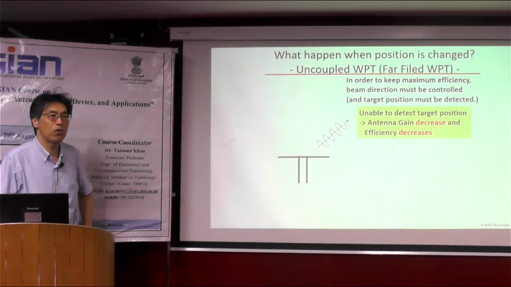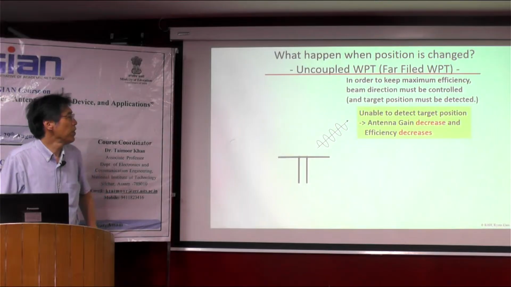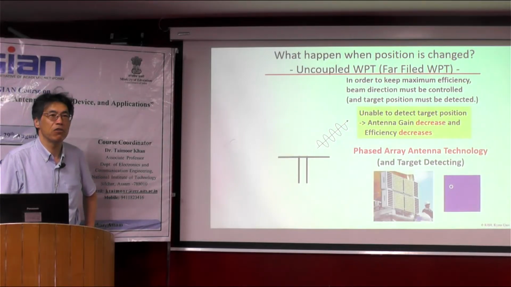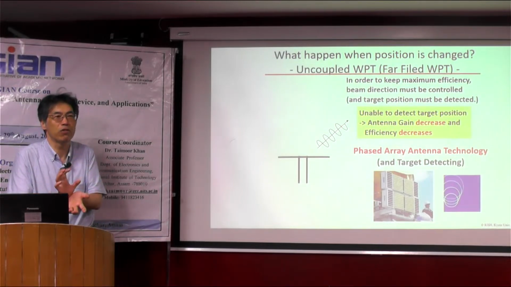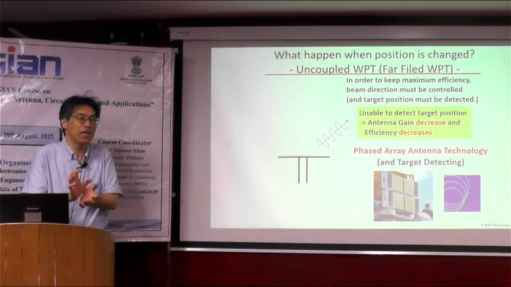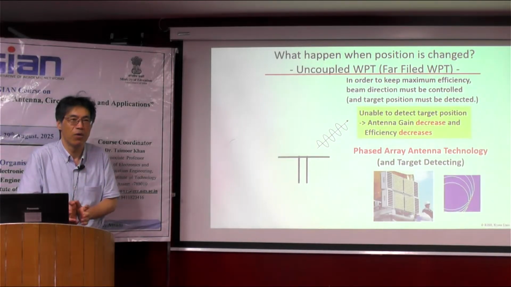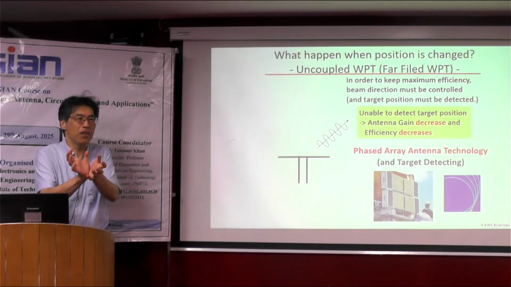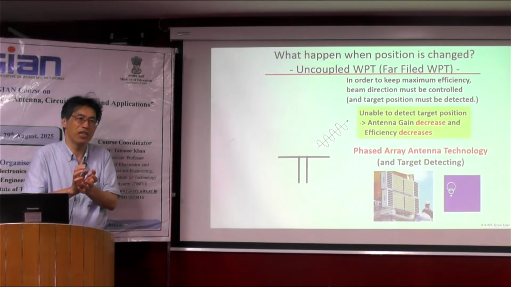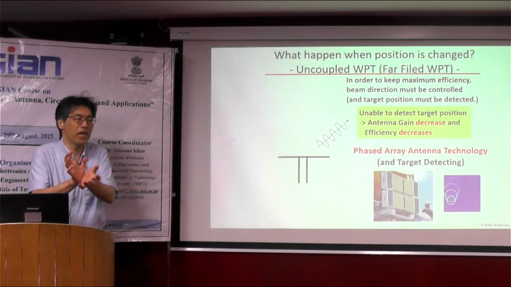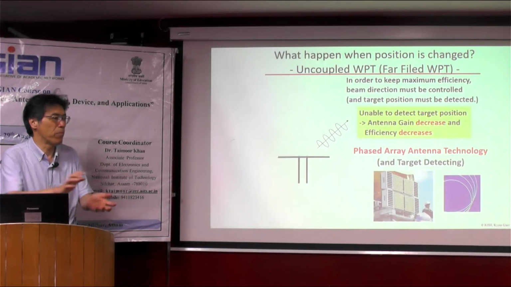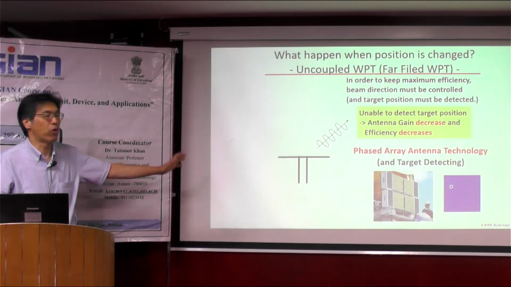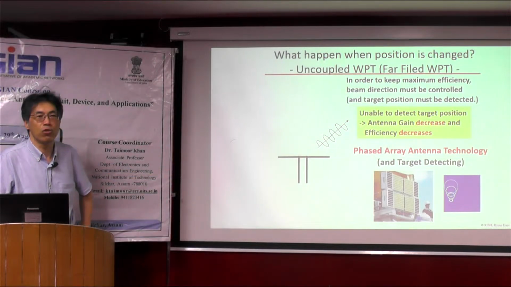So how to keep the beam efficiency? We must control the beam direction, so we need phased array antenna technology. Of course, if we have a mechanical antenna controlling system like a parabolic antenna or another aperture antenna, we can do it. But if we move the antenna plane itself, accuracy is not good, and we need very high power to move it, so there are some problems. So instead of the mechanical moving antenna, we propose phased array antenna technology.